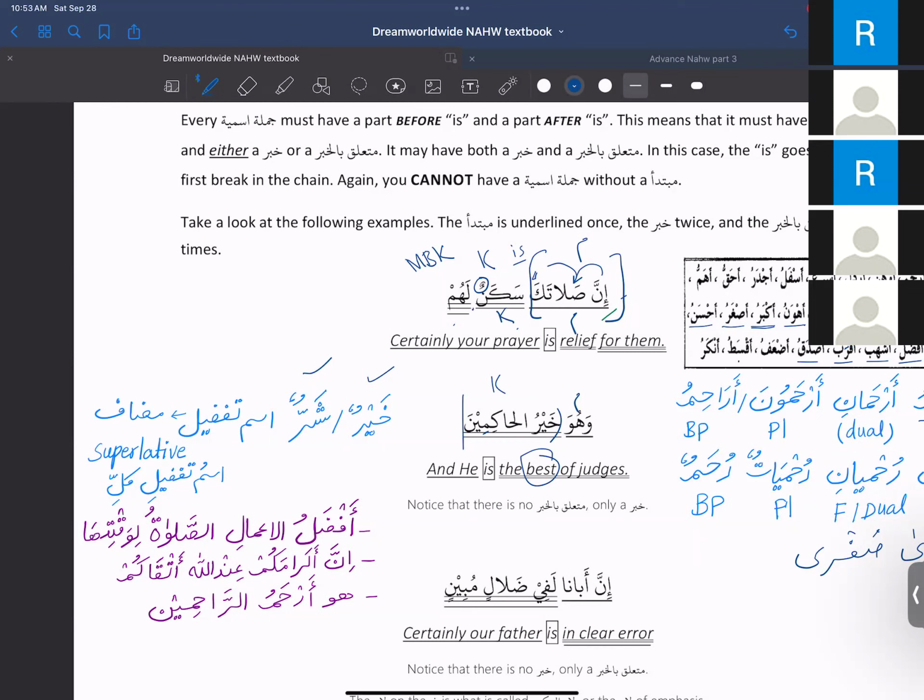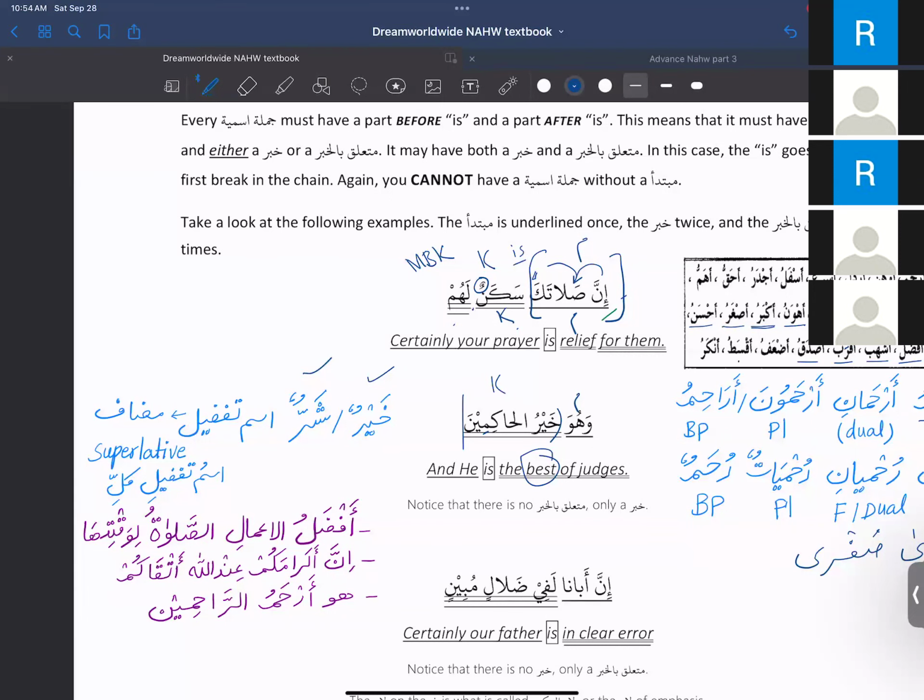Now look at some examples. Afdalul amali. What is the translation? Best of the deeds. Why are we saying best? Why are we not saying better? Because afdalu is mudaf. Afdalu, which is ismu tafdil here, is mudaf. So afdalul amali as-salatu. So the best of the deeds is what? Salah. And salah li waqtiha, on its time. So praying salah on its time is the best of the deeds.